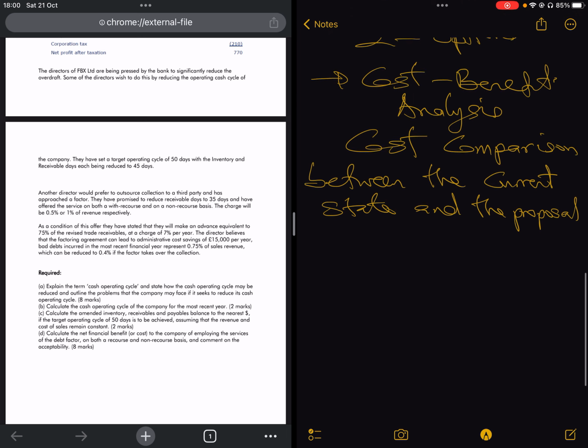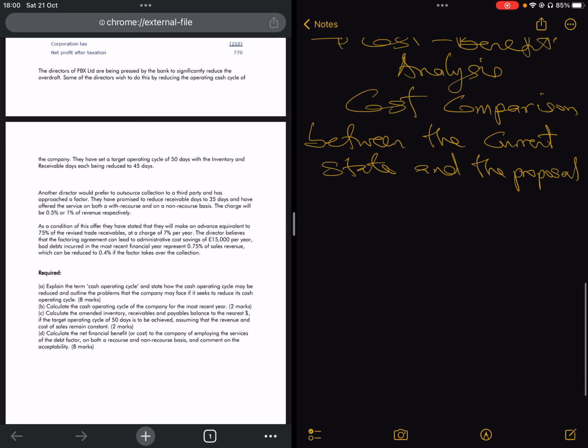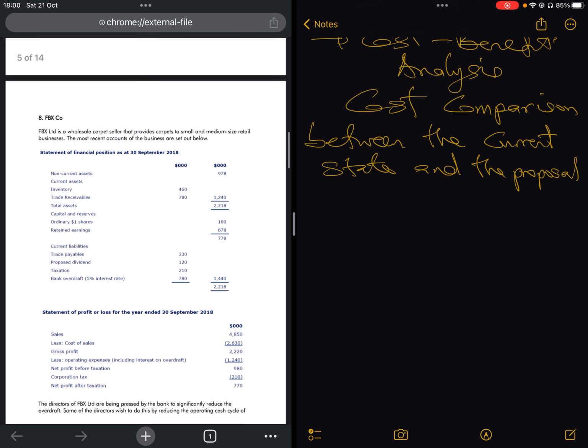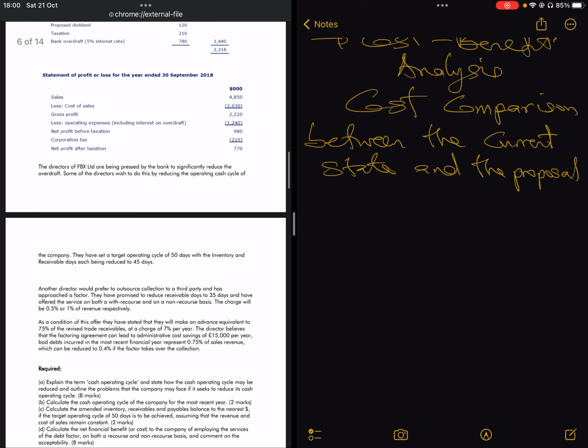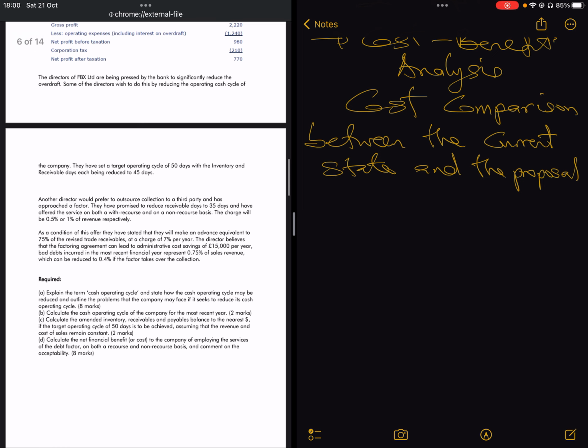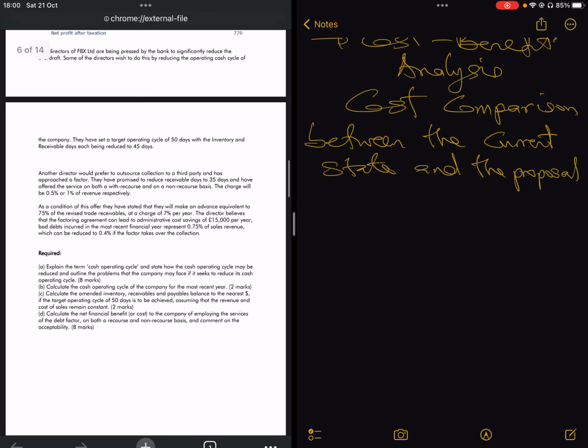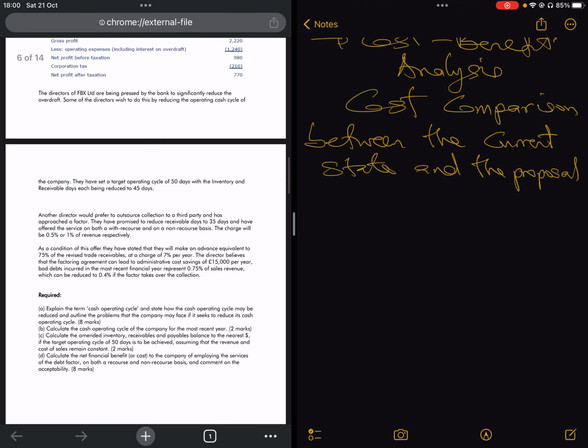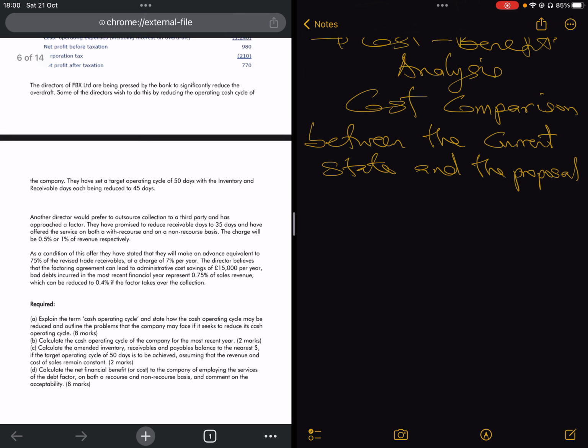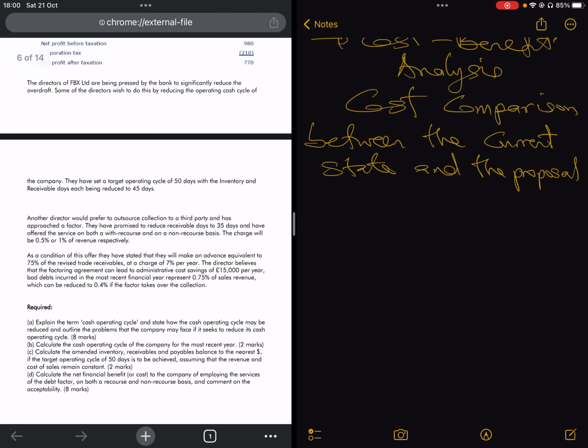Yeah. So for this factor now, let's go into the question. Remember this question, FBX? We have the financial statement and we've done the operating cycle part of this question. If you just read the question from the director, the directors of FBX have been pressed by the bank to significantly reduce the overdraft. So they are being requested to reduce their overdraft.